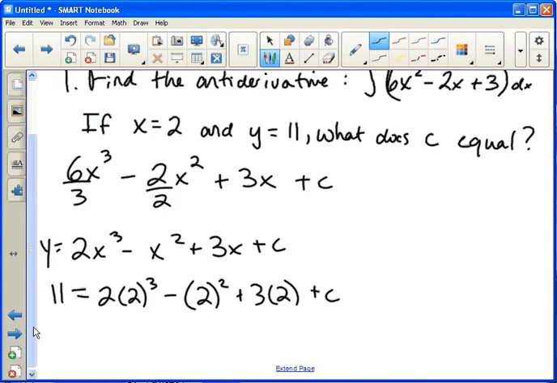I'd encourage you to pause the video and try that on your own. And once you solve all that out, I'm not going to do all that computation here, you should get that c equals -7. Now that is what I asked in this equation.